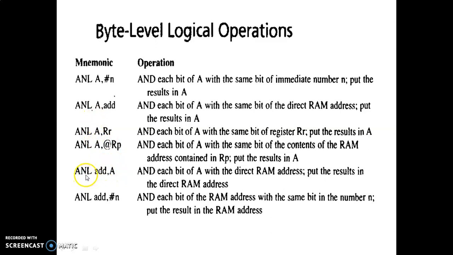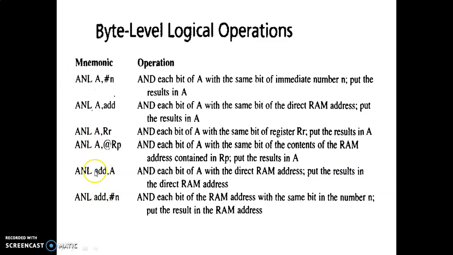Coming to the fifth instruction, ANL address, A. This instruction performs a logical AND operation between the accumulator content and the addressed byte specified in the instruction and transfers the result to this particular address location. The last instruction we have is ANL address, #n. This instruction performs a logical AND operation between the content present in this particular address location and the 8-bit data specified in the instruction and transfers the result to this particular address location. So in total we have 6 instructions related to AND.